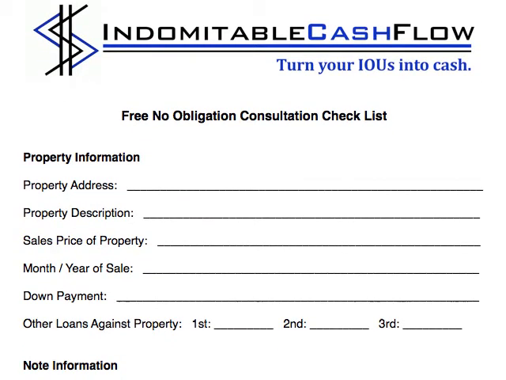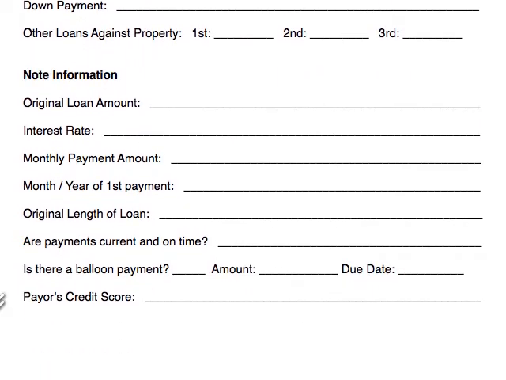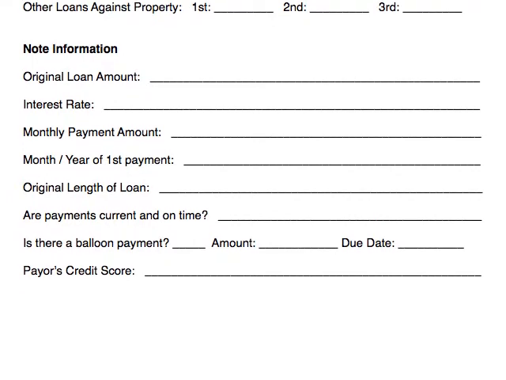Then we want to scroll down to the note information. On the note, what we really care about, we want to know the original loan amount. If there were no bank loans involved, where the first position loan was, that's going to be the amount of the loan. If there was a bank loan involved, and you were in the second position or third position or so on, that's going to be the amount that's here. Then we need to know the interest rate, the monthly payment amount, the month and year of the first payment.